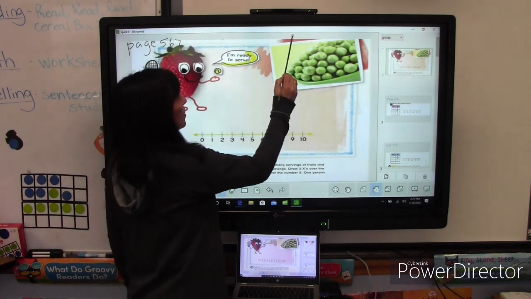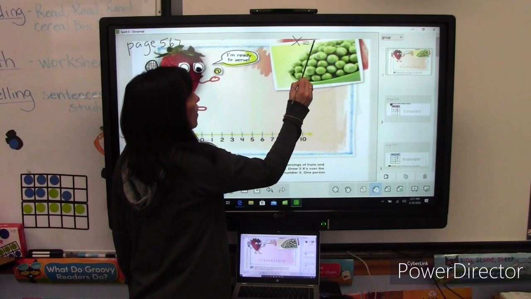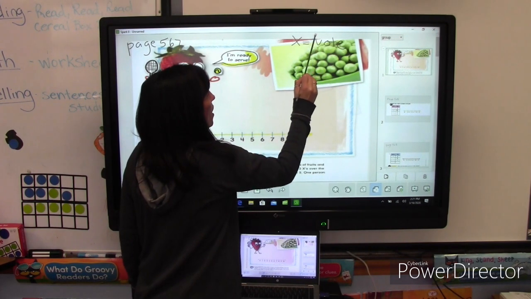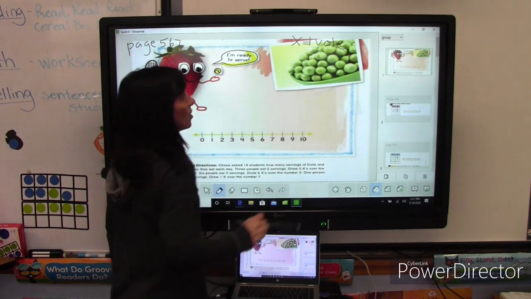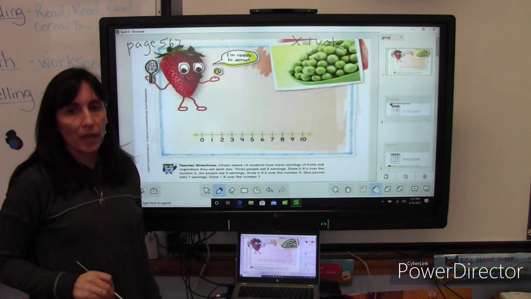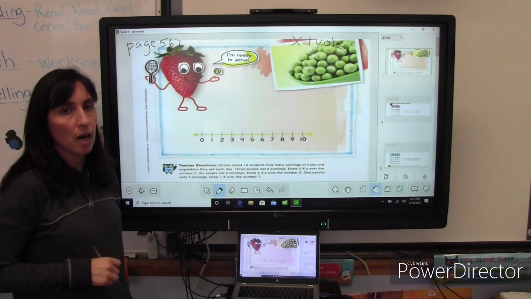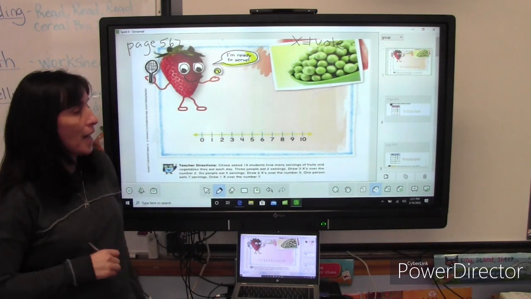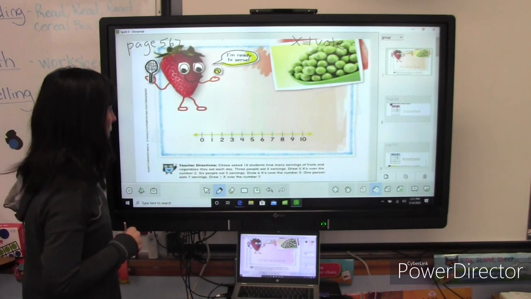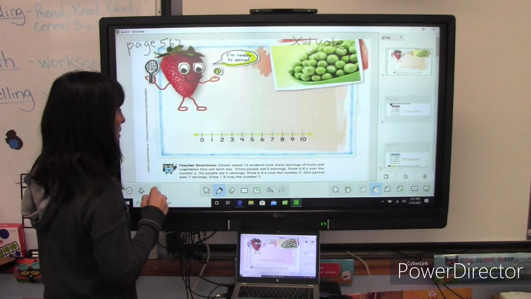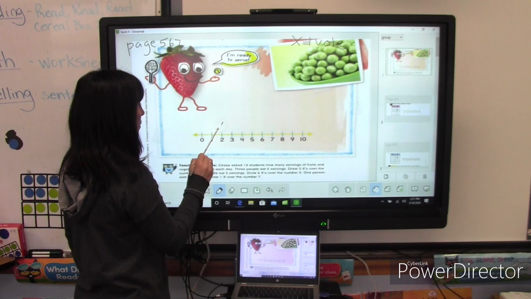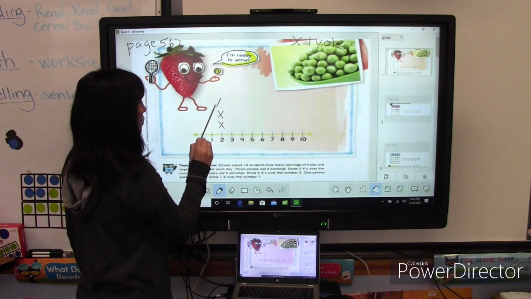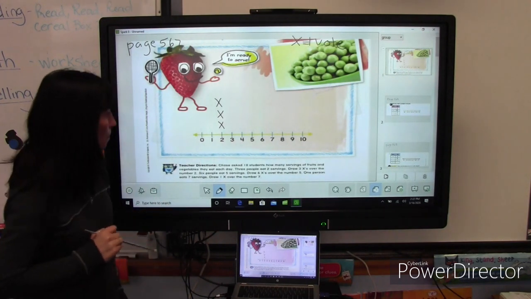Now, I'm going to use an X to equal votes. Okay, and X equals 1 vote. When we did our picture graphs, a picture equaled 1 vote. When we did our bar graphs, a colored in square equaled 1 vote. For today, an X is going to equal 1 vote. So I'm going to take my 3 people that ate 2 servings, and I'm going to put 3 X's above the number 2 for 2 servings.